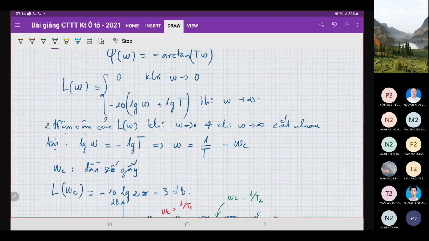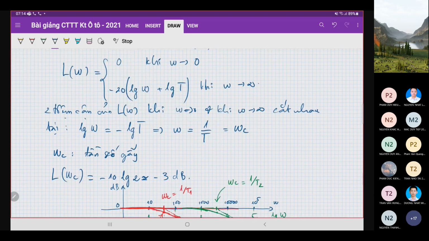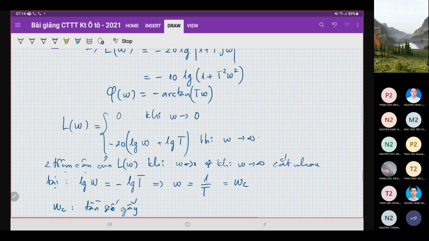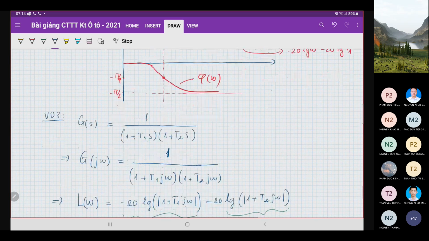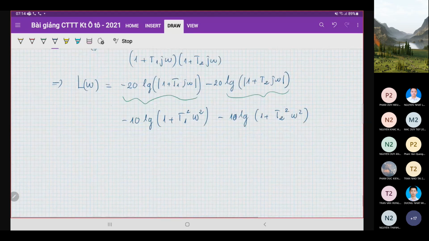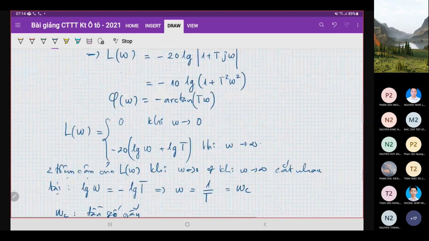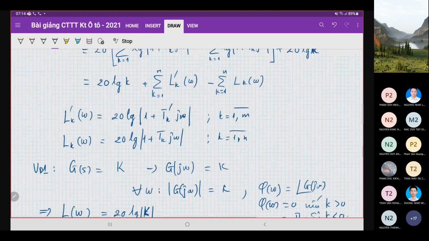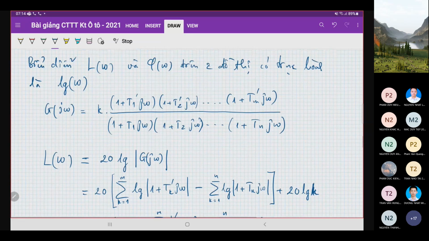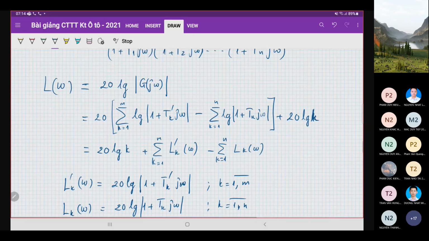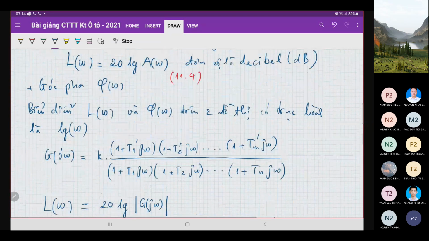okay, and the phase φ(ω) is equal to, here we have the equation over there. Where is the phase? The phase is the sum of the phases.